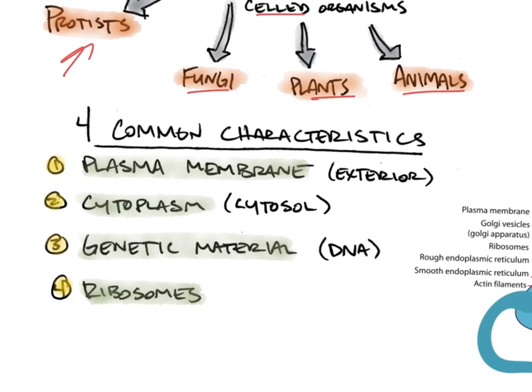All cells have four common characteristics. They have some kind of exterior plasma membrane, right? And these plasma membranes, we're going to look at the structure of this in a later video, so we're not going to talk about that today, and I can't believe I just said vid. But we're going to look at those in a later video.